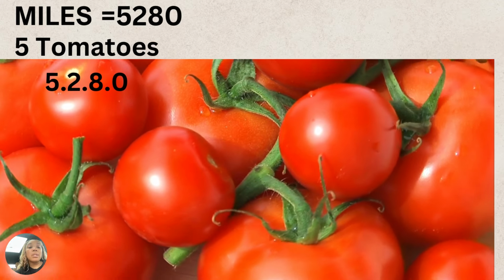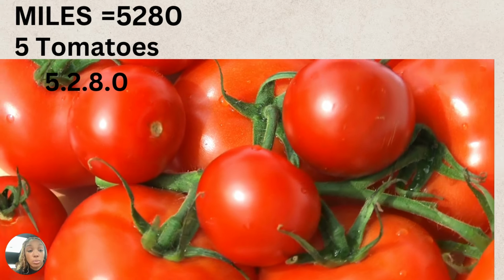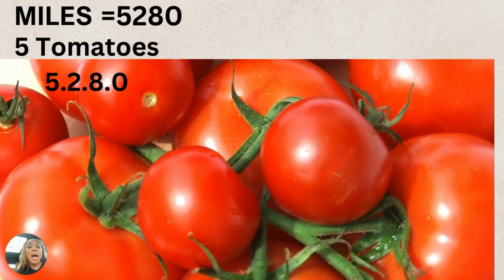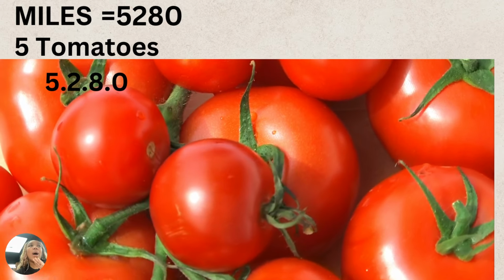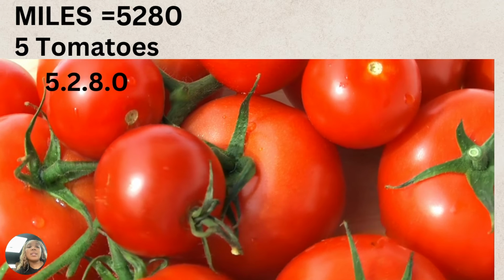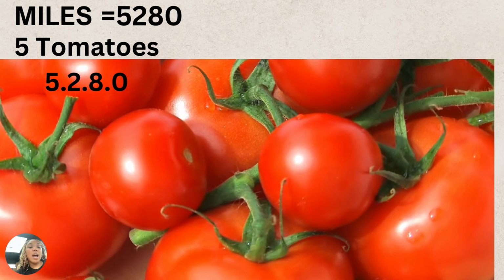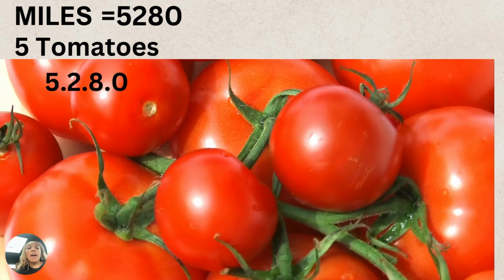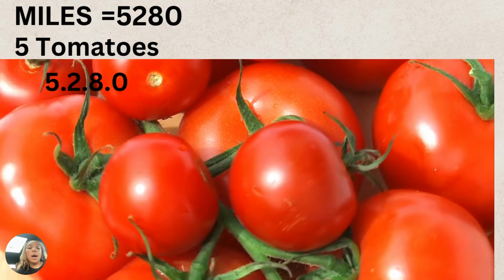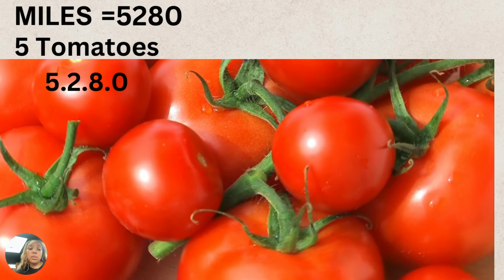When it comes to miles, miles is five tomatoes. Okay. Miles is five tomatoes. Get it? Five tomatoes. 5280. So miles is 5280. I cannot remember miles alone unless I'm saying five tomatoes. Okay. And again, if you slow it down, 5280. Five tomatoes. See what I'm saying? 5280. So that's what it is when it comes to miles. So acres is four old ladies drive 35 miles per hour. And then miles is five tomatoes.